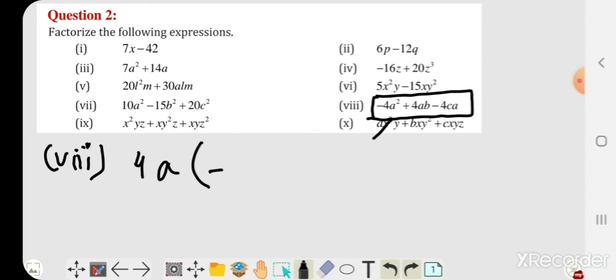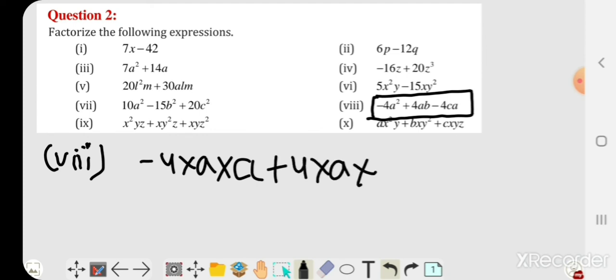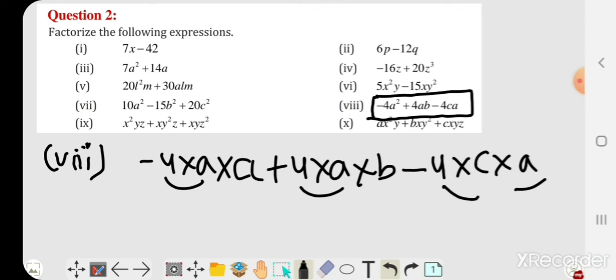You can do it like this, as I have explained earlier. Minus 4 into a plus 4 into b minus 4 into c into a. Then just take 4a, 4a and 4a common. Then you will get that answer. So the remaining parts you have to do yourself.